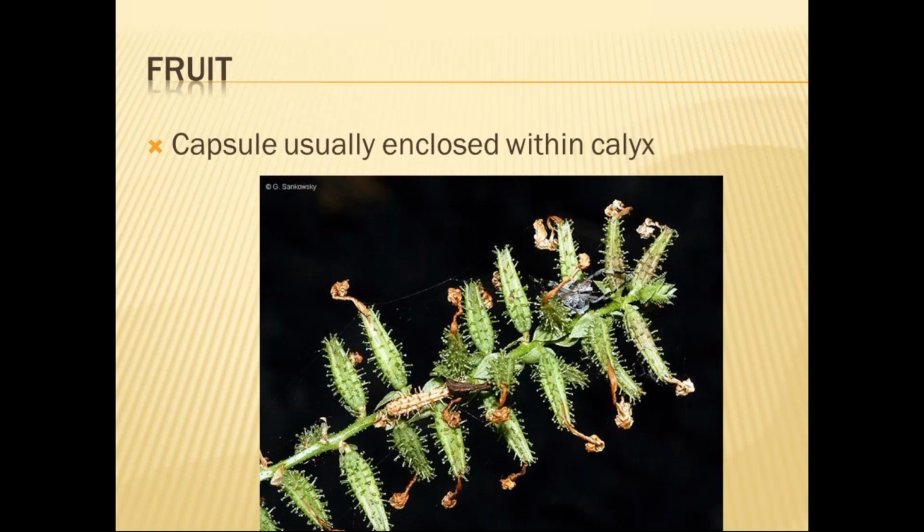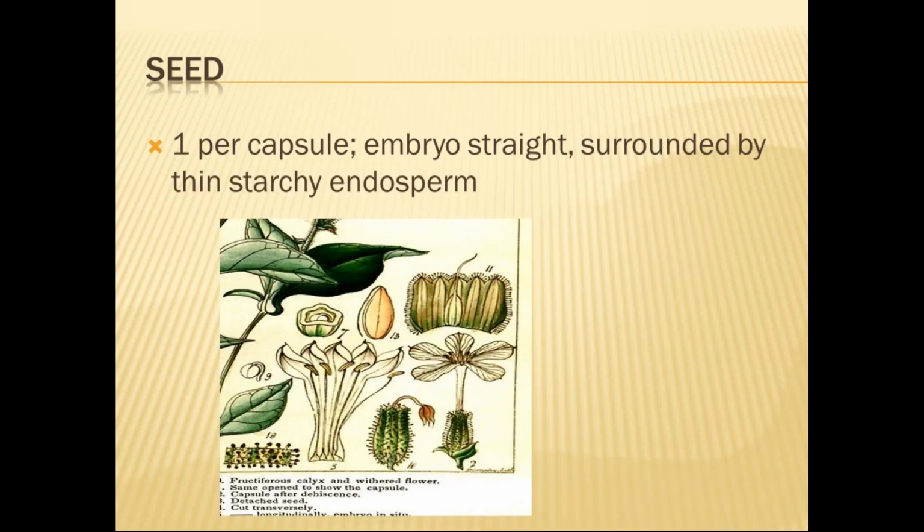The fruit is generally a capsule, usually enclosed within the calyx. How is this fruit seen? As they are fertile, the ovary is there, and we see how the calyx is persistent and enclosing the fruit, and the fruit type is a capsule. It is longitudinally dehiscent. The seed is one per capsule, the embryo straight, surrounded by a thin starchy endosperm. Okay, this is one of the important characters.